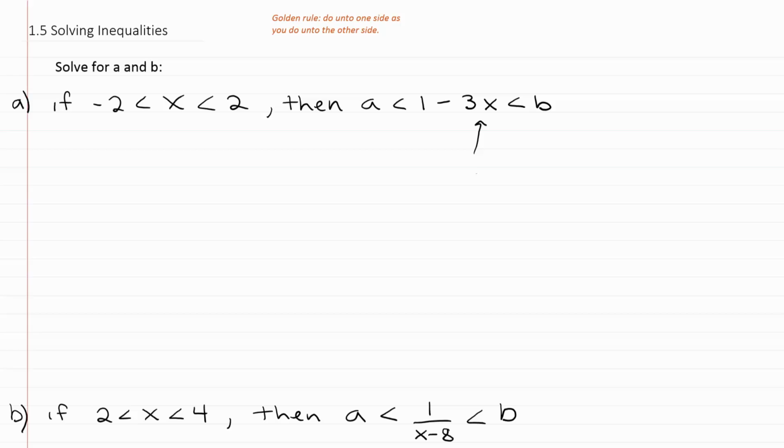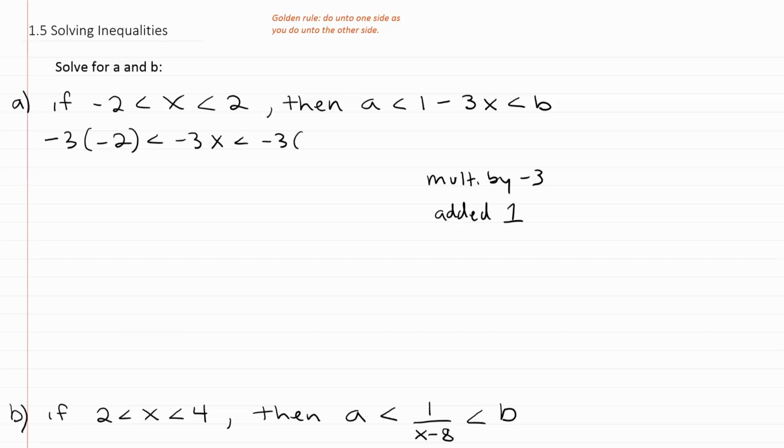So it looks like they've multiplied by -3 here, so we need to multiply by -3, and then it looks like they added a 1, right? Added 1. Now, it's important that we perform these operations on the x over here on the left in the proper order of operations. So in other words, we're going to multiply before adding. So that'll be -3 times the entire inequality, -2 less than -3 times x less than -3 times 2.